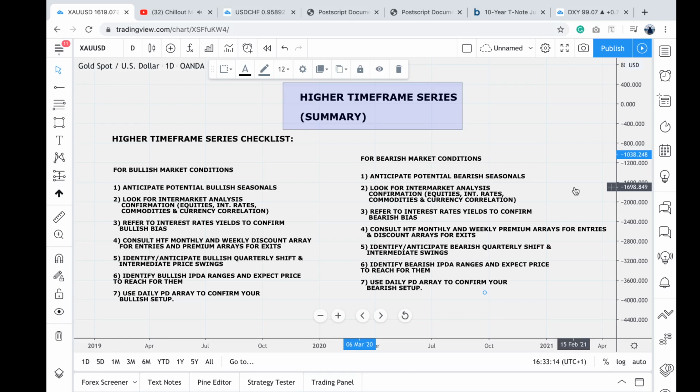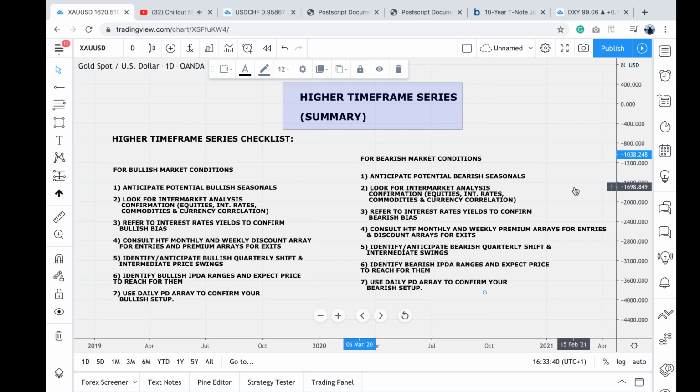We're looking for an intermediate-term swing low to be formed or be forming. Now, in a bearish market condition, if you're expecting the market to go bearish, you're looking for a long-term swing high to be forming, or a long-term swing high to be formed. Or you might look for an intermediate-term swing high to be forming, or to be formed.